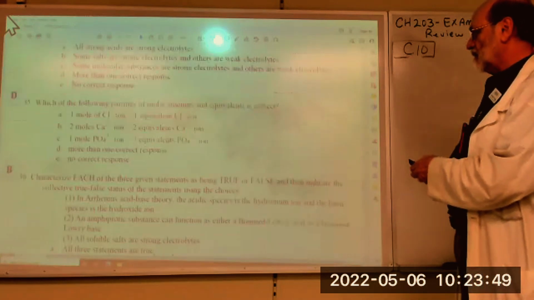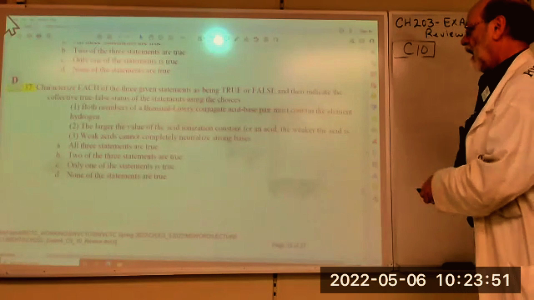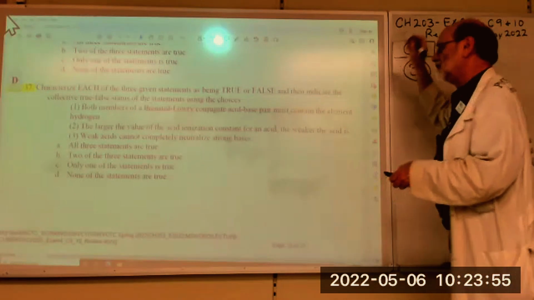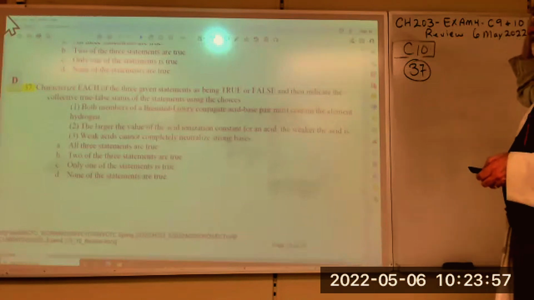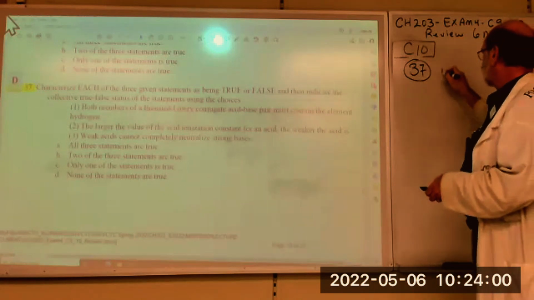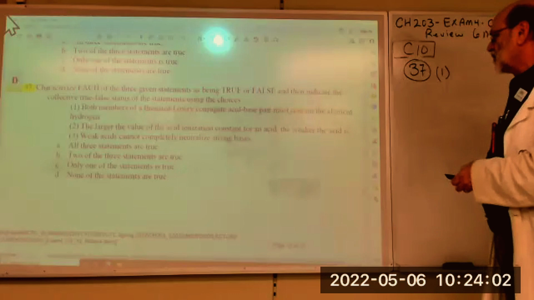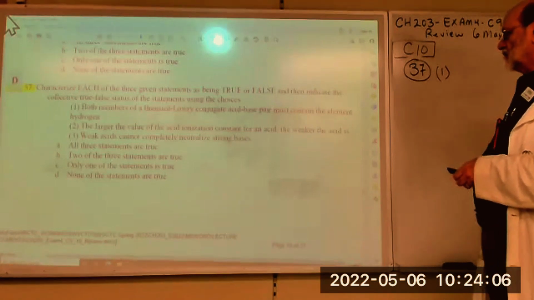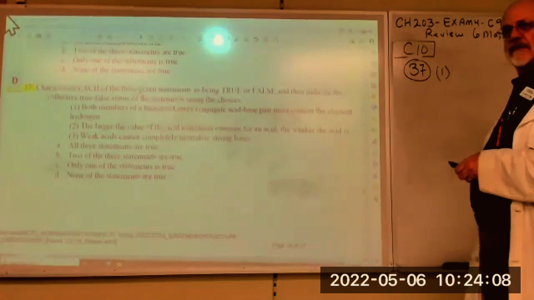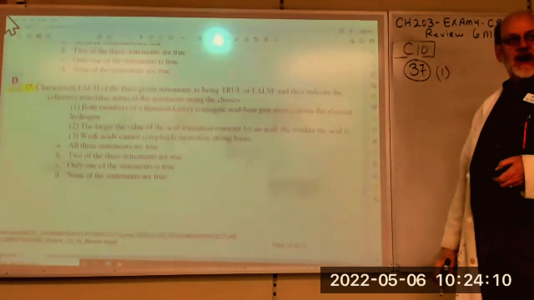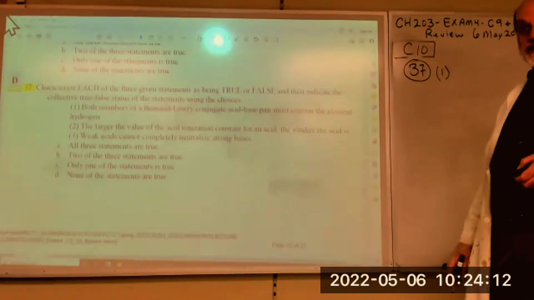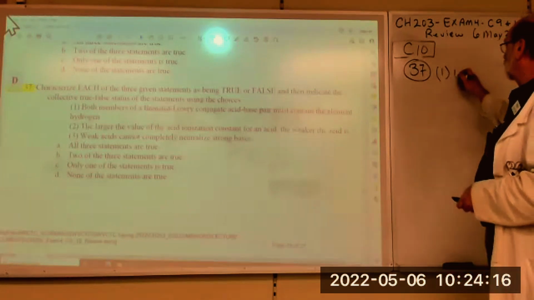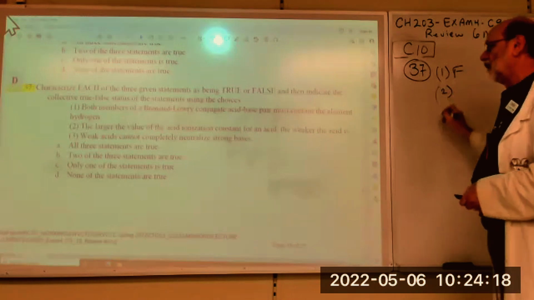Let's see here. Oh, joy. Both members of the Bronsted-Lowry conjugate acid-base pair must contain the element hydrogen. No, not necessarily. If it's monoprotic and it loses the hydrogen, it won't have one anymore. So that's false. How about 2?